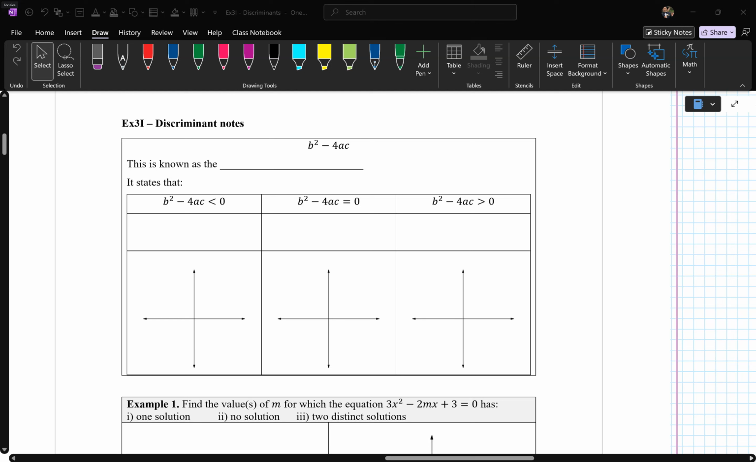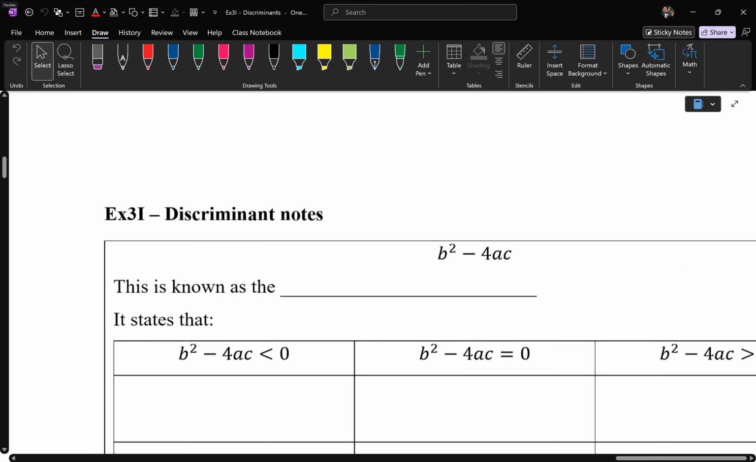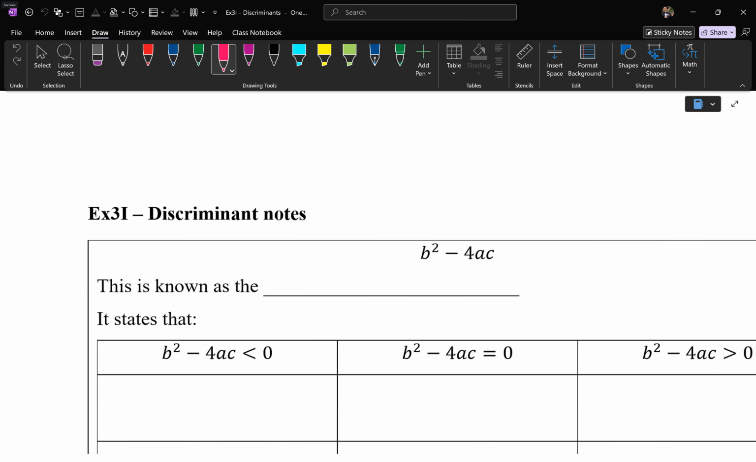Let's start revising discriminants. So we know the discriminant was from your quadratic formula. Now, let's zoom in again. What was the quadratic formula again? Can I please have, let's go into Murphy. That's a quadratic formula. Yep. Plus minus root b squared minus 4ac.